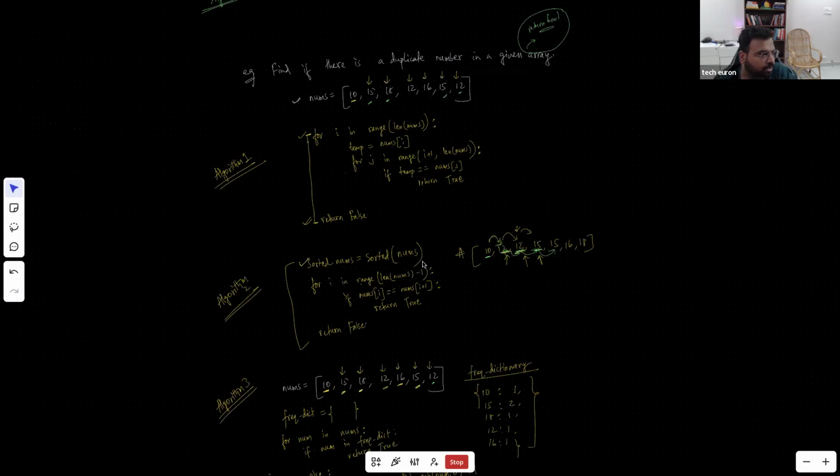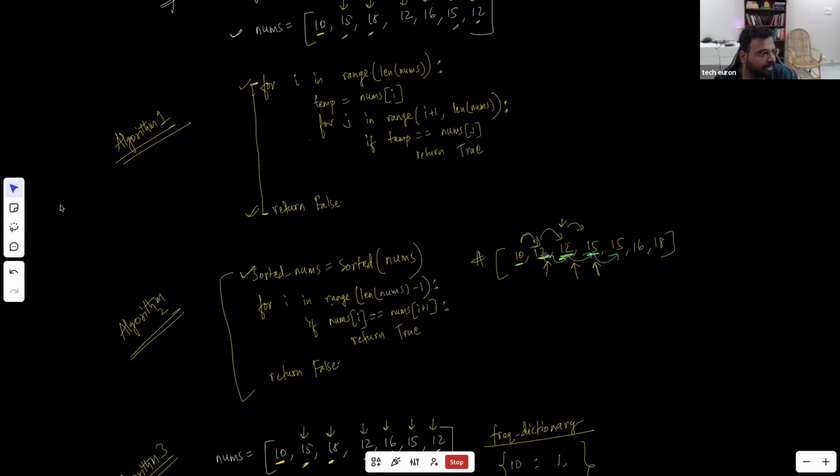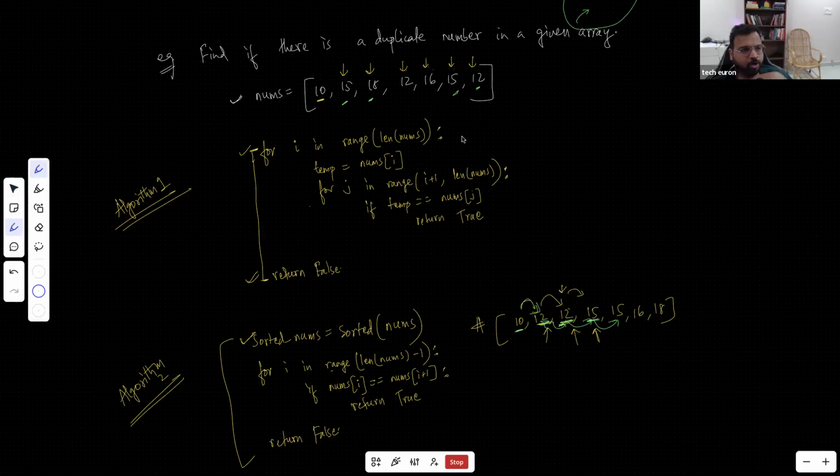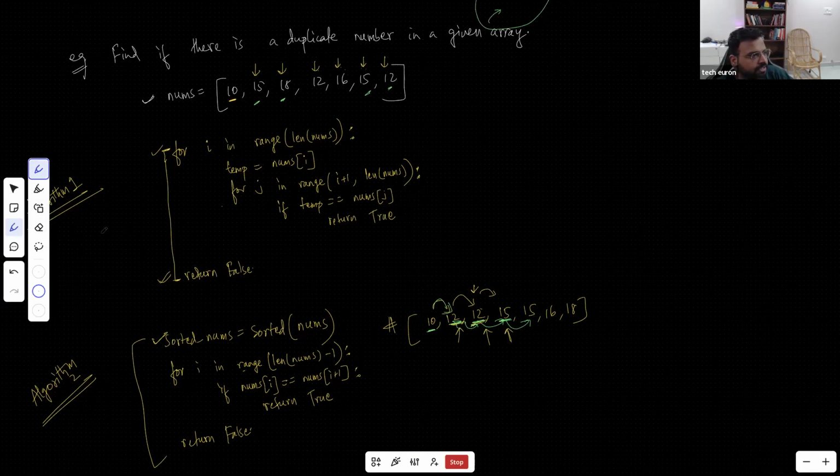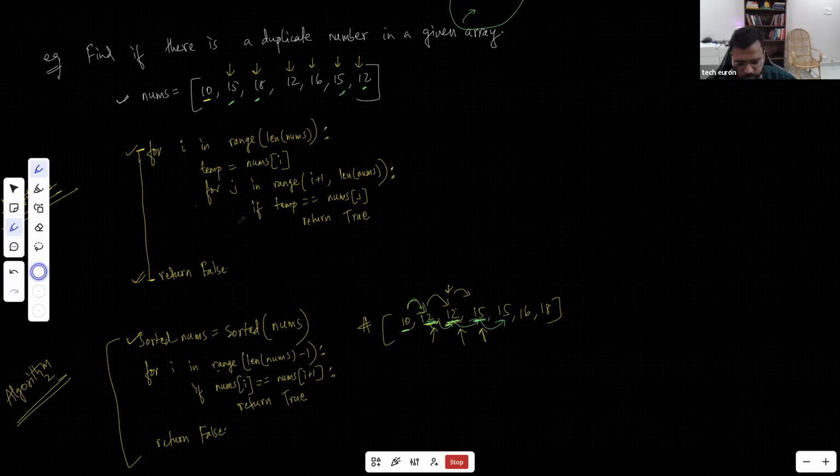Okay, so this was algorithm one. Can we calculate how many steps it is taking? Suppose we have not written the code. We have just written the pseudo code, or we have just understood how we are going to do the work. Okay, so let me take it like this.